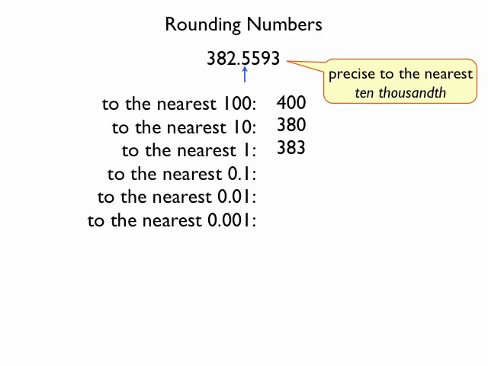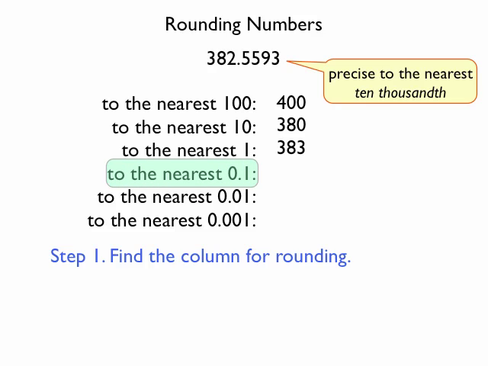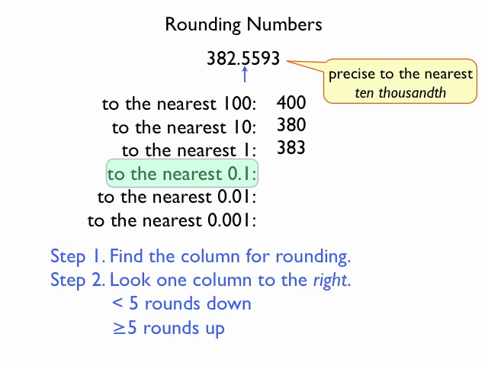Notice that rounding is a two-step process. First, we find the column that represents the amount we are rounding to. For example, if you want to round to the nearest 10th, then you look to the tenths column. Second, look to the next column to the right. If it is less than 5, round down, and if it is 5 or more, round up. Here, it is another 5, so we round up to 382.6.